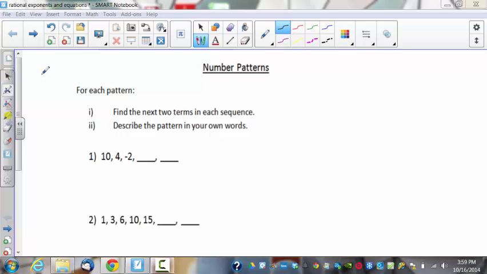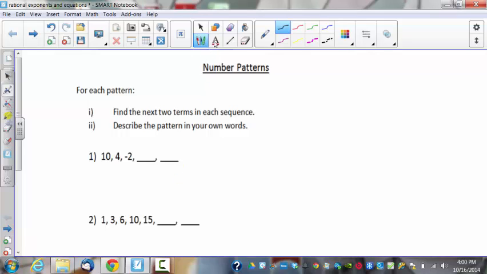Hi everyone. We're going to talk about rational exponents, but in anticipation of that, we're going to do a warm-up on number patterns. So here we have a sequence of 3 numbers, and you are asked to find the next 2 terms in the sequence, and then you need to describe the pattern in your own words. So go ahead and do number 1 and 2, and then when you're done, you can continue the video.